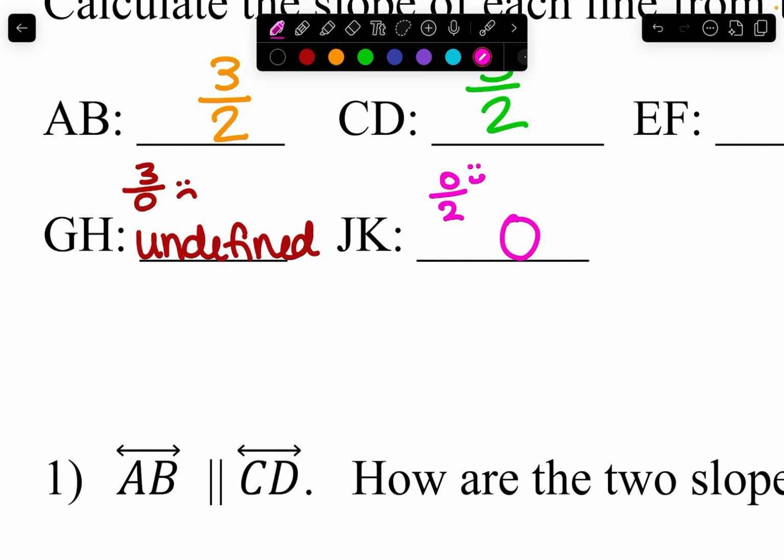Anytime you see either of these two slopes, whether it's 0 on bottom or 0 on top, you must simplify. 0 on bottom is bad. You get an undefined slope. 0 on top is okay. That's fine. You're going to make it a 0 slope. You always have to simplify those, okay?